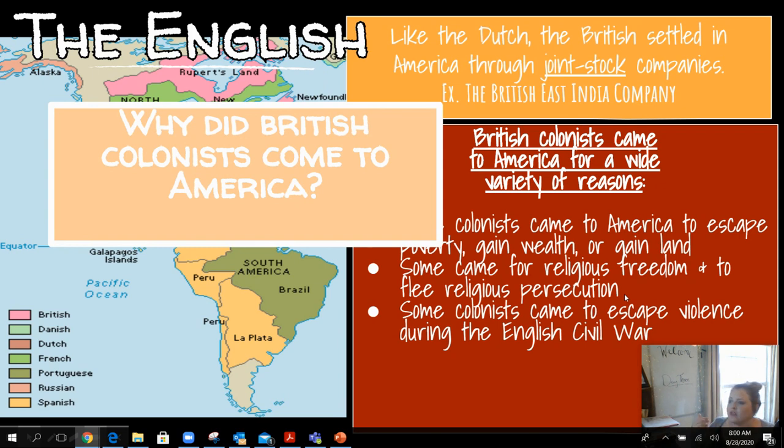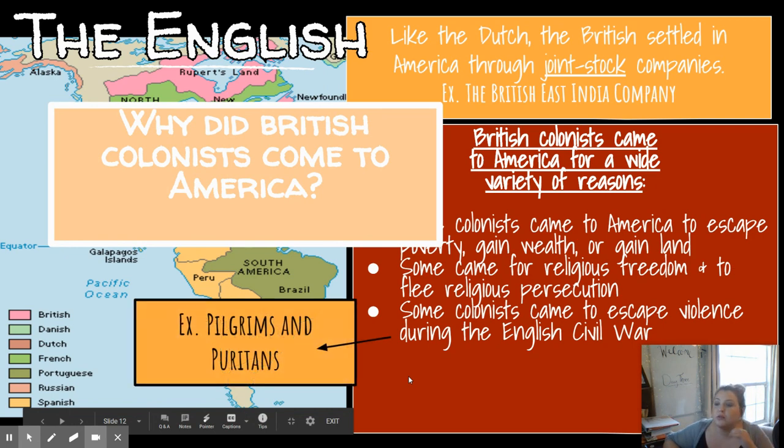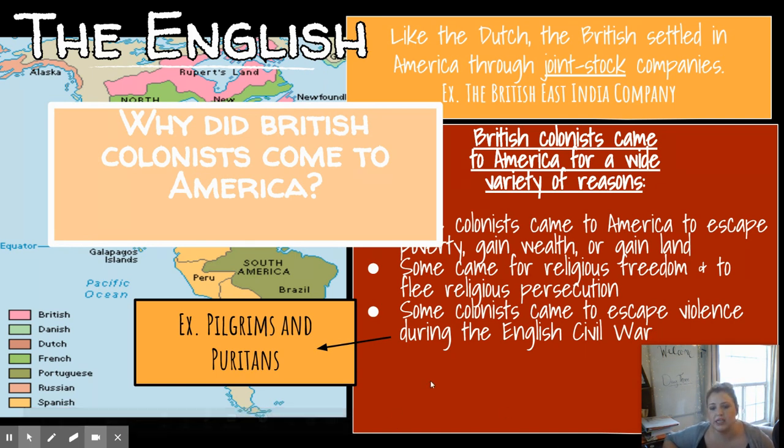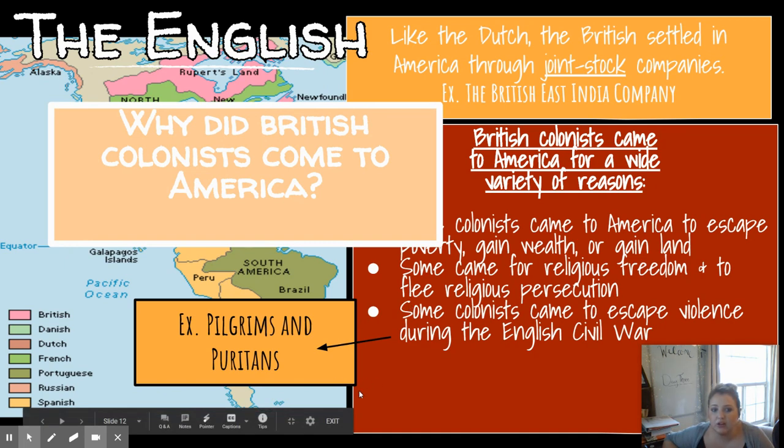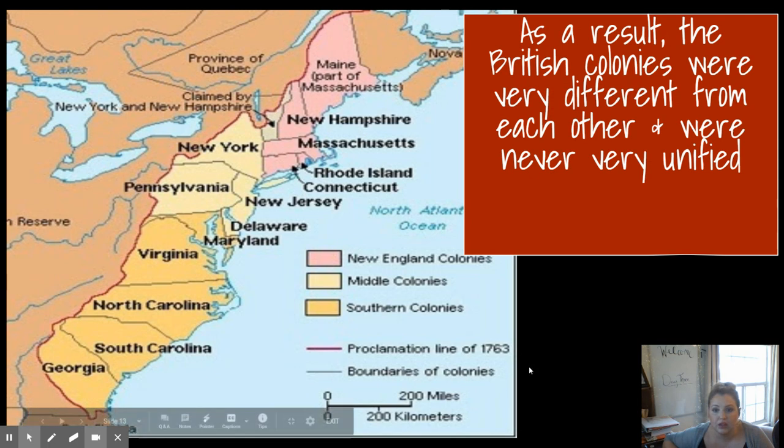And so these fringe groups, particularly groups like the Pilgrims and the Puritans, who had these really extreme religious views, wanted to get away from these mainstream ideas. And so they were able to settle and basically be left alone for a fair amount of time. So as a result, the British colonies are going to be very different from each other because the purposes are different. They were never really unified.